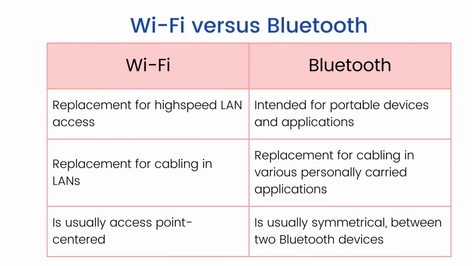Right. So if we compare and contrast Wi-Fi with Bluetooth, we can see that while Wi-Fi is a replacement for high-speed LAN, local area networks, Bluetooth is intended for portable devices. And Wi-Fi is a replacement for cabling in LANs, while Bluetooth is a replacement for cabling in personally carried devices such as mouse, headphones, keyboard, earbuds, etc. And Wi-Fi is usually access point centered and therefore asymmetric, while Bluetooth is symmetrical between two Bluetooth devices.